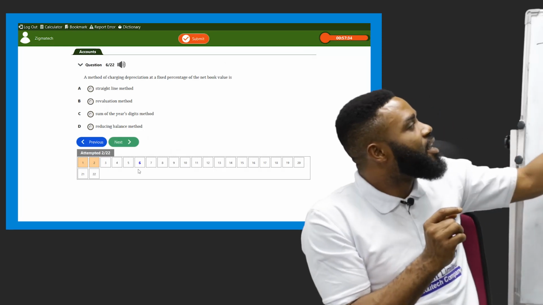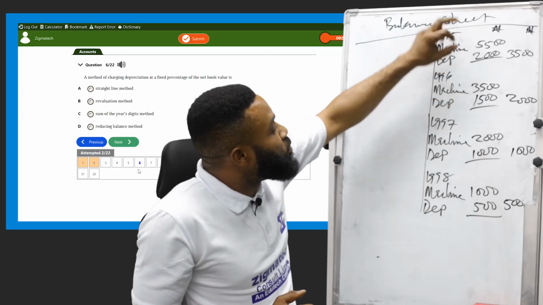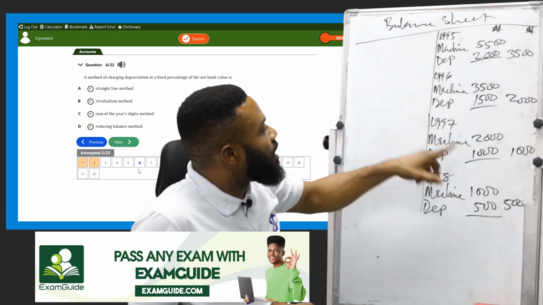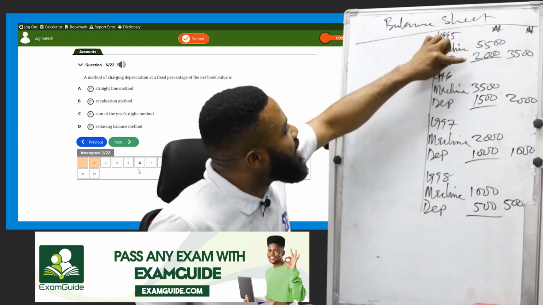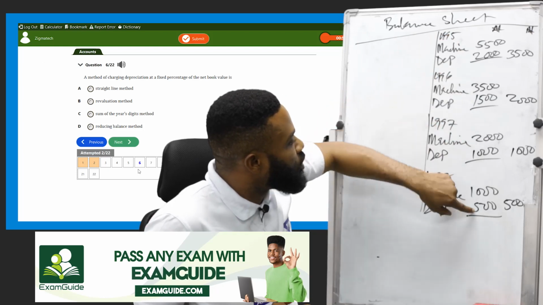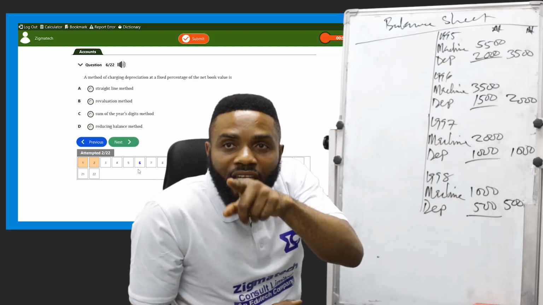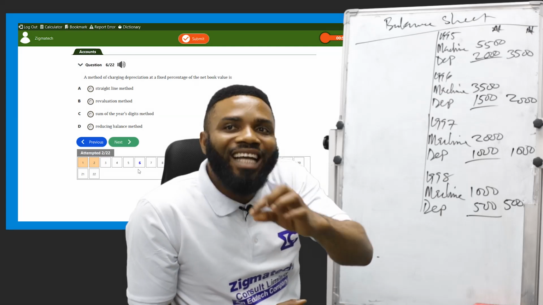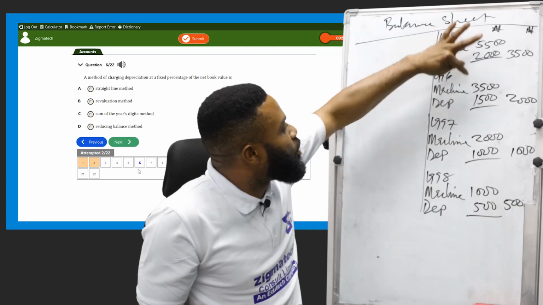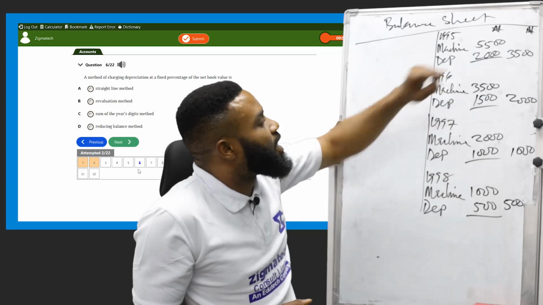I've explained that if it is the straight line method, this will not change. The way it is now, exactly the way it will be. 5,500 will be here, 3,500 will be here, 2,000 will be here, 1,000 will be here, but this will not change. If this is 2,000, this must be 2,000, this must be 2,000, this must be 2,000. But this is what we call the net book value that they are asking about. They said the method of charging depreciation at a fixed percentage of the net book value. This is the net book value of the asset, so the percentage charged here is the fixed percentage you are talking about.